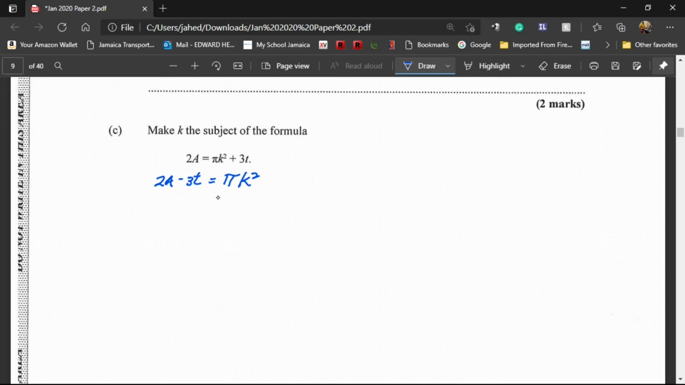But we don't want pi k squared, we want k alone, so we need to divide both sides by pi, which would make it disappear from the right hand side, and we're left with 2a minus 3t all divided by pi. But we are asked to find k, not k squared, so the next step is to take the square root of both sides. So we're going to have the square root of 2a minus 3t all over pi, and the square root of k squared is naturally k. That's why we did it. So that's the result there.